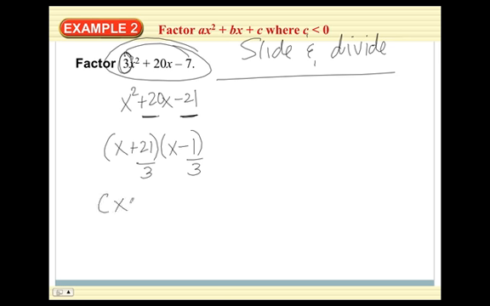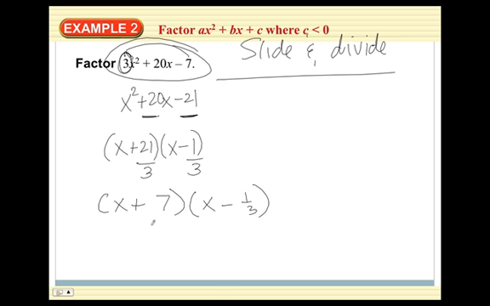So this becomes x plus 7. And 1/3 doesn't simplify, so I'm going to leave it there for now. X minus 1/3. Now this can't be it either because x times x still gives me x squared and not 3x squared. So step 5 is your last step.